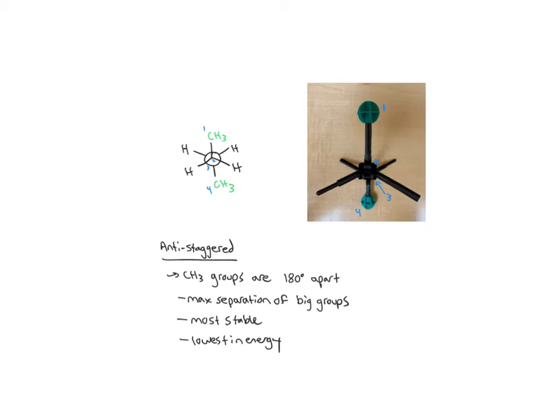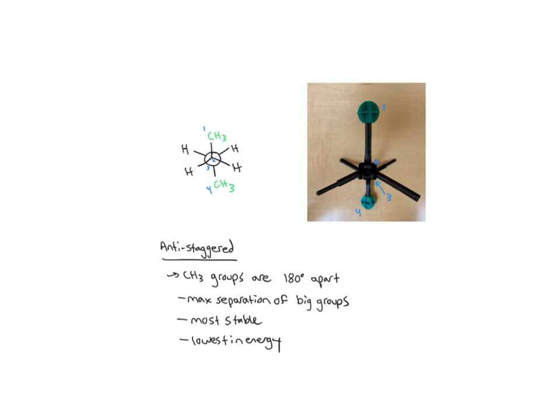This conformation is called the anti-staggered conformation because the two largest groups are exactly opposite to one another. So they're 180 degrees apart. We have that maximum separation. It's actually the most stable of the conformations of butane because those two large groups are as far apart as possible. And more stable translates to lower in energy. And so this is the lowest energy conformation.